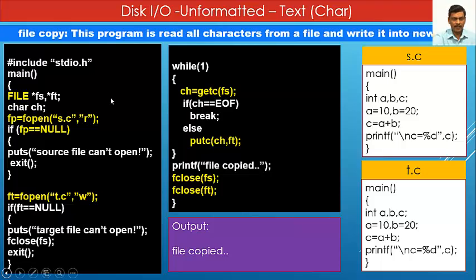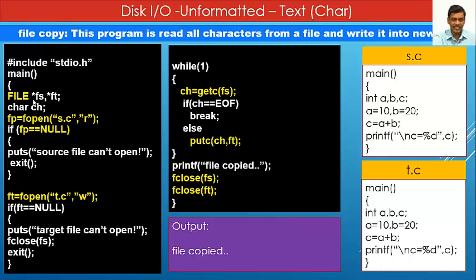For readability, all macros are in capital letters, so FILE is also in capital letters. So *fs and *ft are user defined variable names. That is a file pointer variable, a file structure pointer variable. This is called a file structure pointer variable. fs and ft are capable of storing the address of a file.